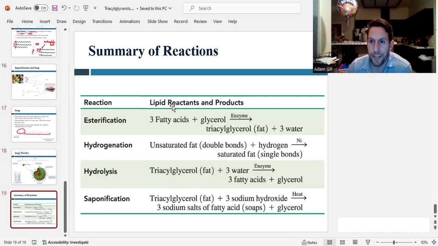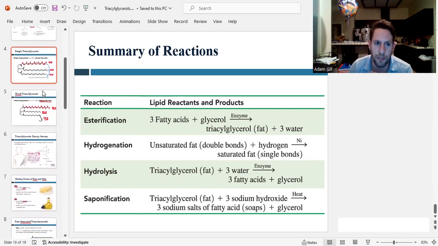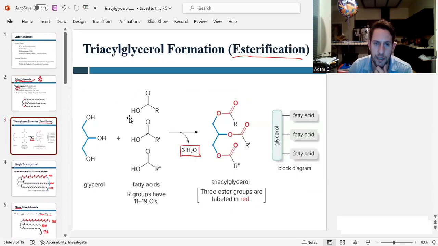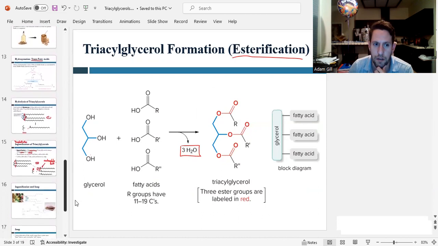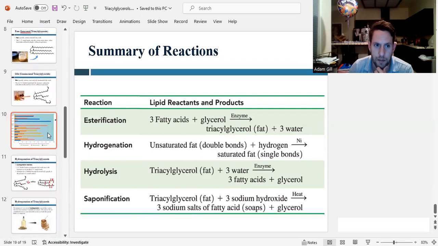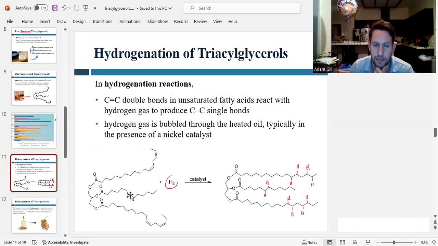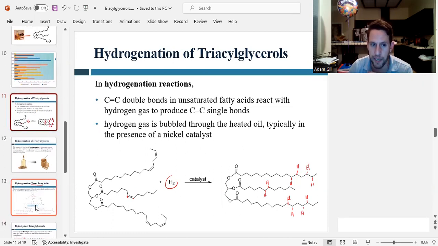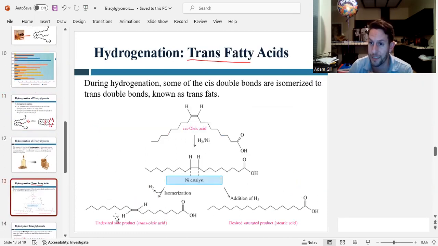So let's do a summary of the reactions. We talked about four reactions. Esterification, which is how we form these things, right? You take your glycerol, your three fatty acids, and you form the esters to make your triacylglycerol. We talked about hydrogenation, which was the process of taking the unsaturated double bonds, adding hydrogen and making it saturated. And the byproduct of that is accidentally forming the trans fats.